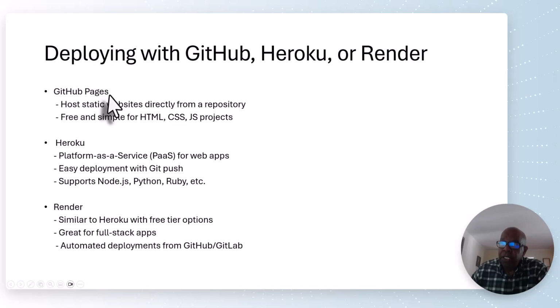So here, just an overview of GitHub Pages: host static websites directly from the repository. GitHub is free and simple for HTML, CSS, and JavaScript projects. We also have Heroku and Render, which can be used as well. Each one of those is a hosting site where we can put our application.